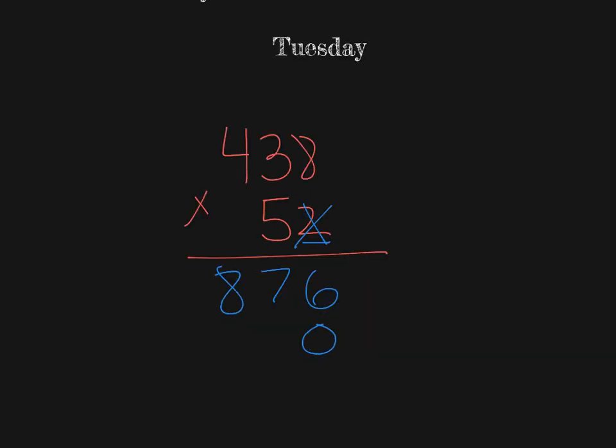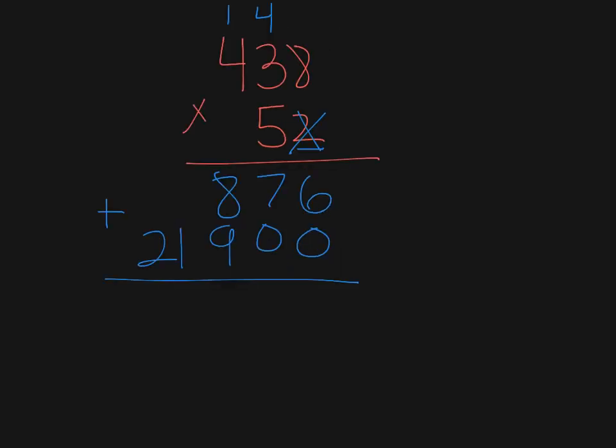5 times 8 is 40, carry the 4. 5 times 3 is 15, add 4 is 19, I carry my 1. 5 times 4 is 20, add 1 is 21. So my two partial products are 876 and 21,900.